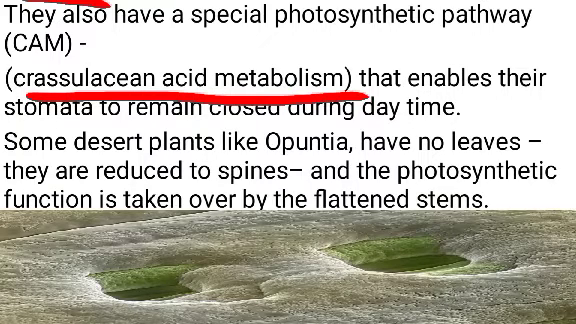Then the stem of the cactus is flattened, so it takes up the function of the leaf. The photosynthetic function is taken up by this flattened stem.